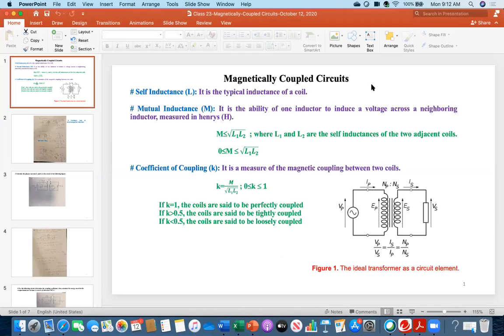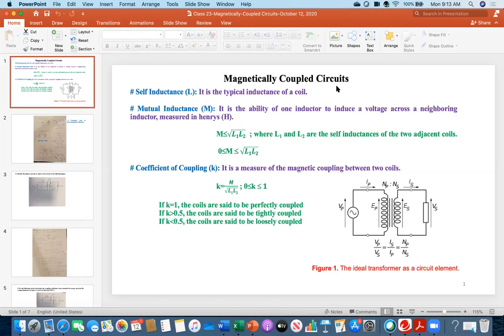Today we will start the new chapter, magnetically coupled circuits. This is also a very important chapter, and I think you have one lab involved with this chapter, probably experiment number 6 or 7. So today we will be looking at a couple of things like self-inductance, mutual inductance, and coefficient of coupling. There is a variety of terminology with regard to magnetically coupled circuits.